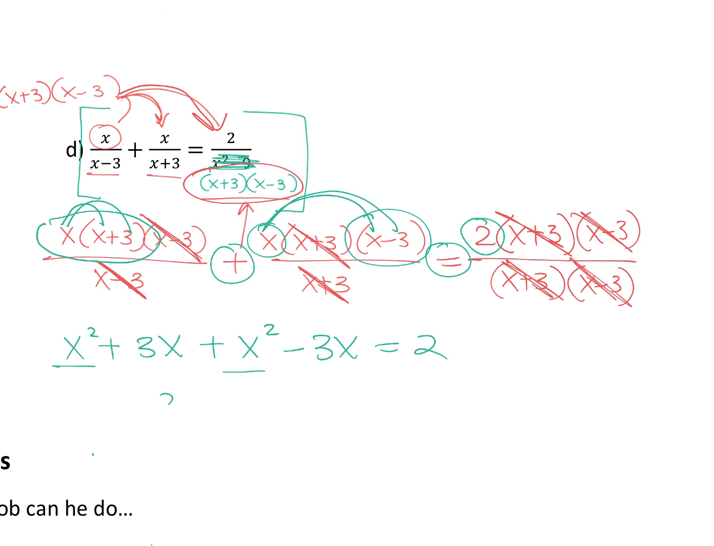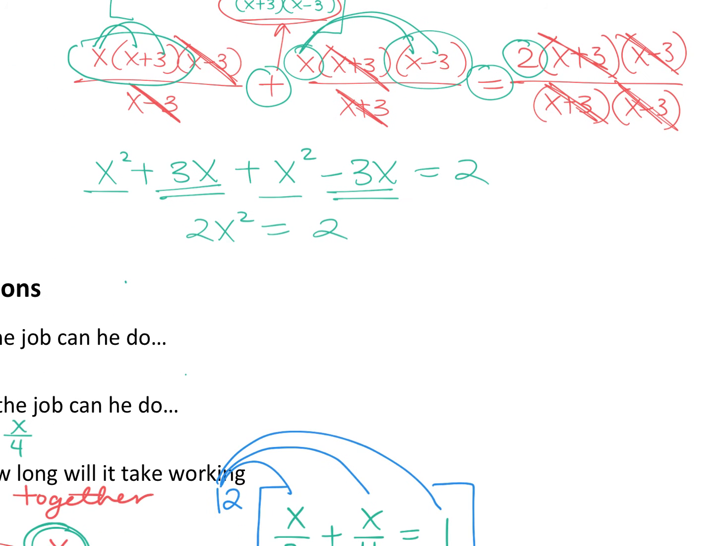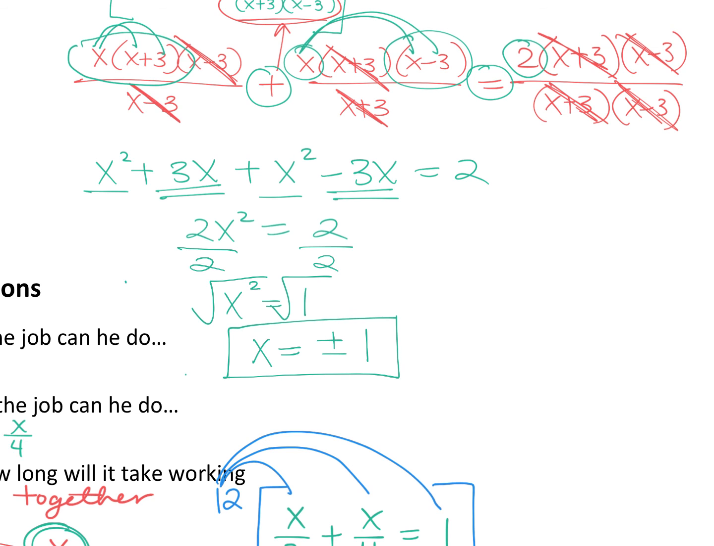X squared plus x squared is 2x squared. 3x minus 3x is 0. So 2x squared equals 2. Divide by 2. So you get x squared equals 1. And then what happens when you take the square root of both sides? Plus or minus. So x equals plus or minus 1.